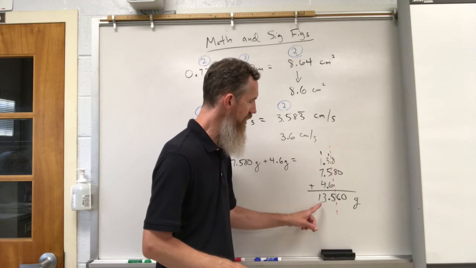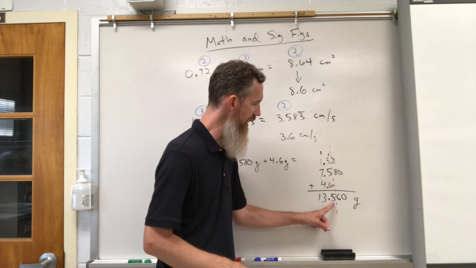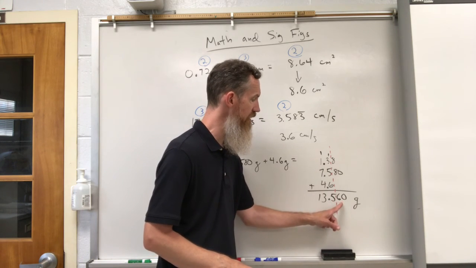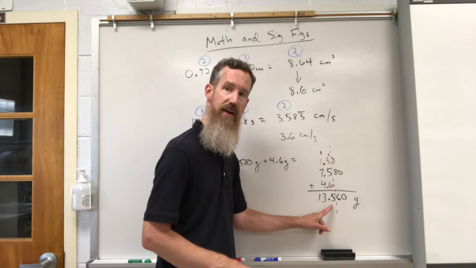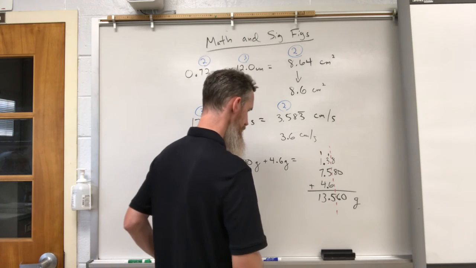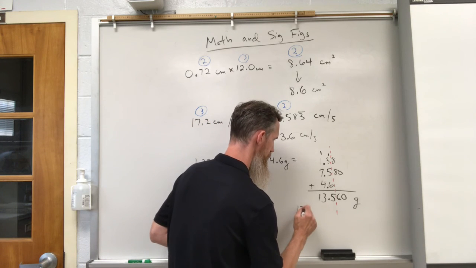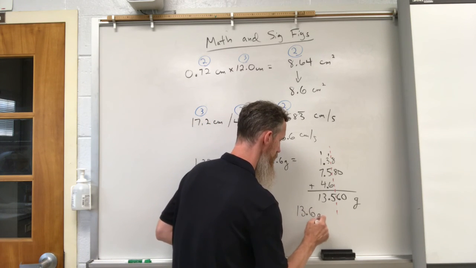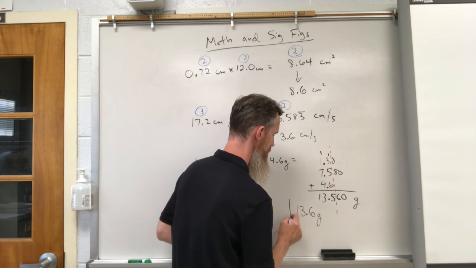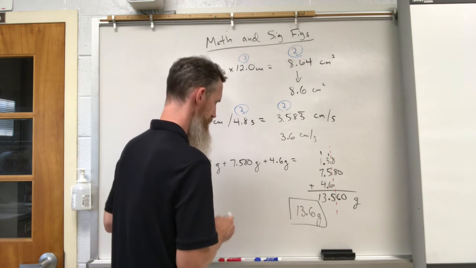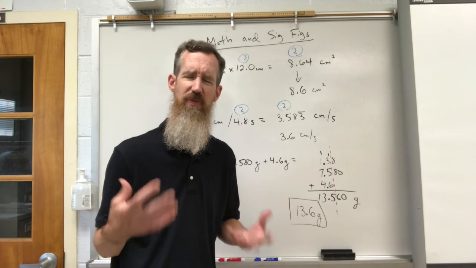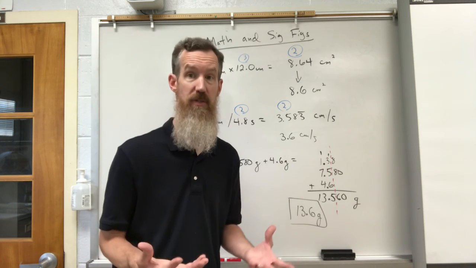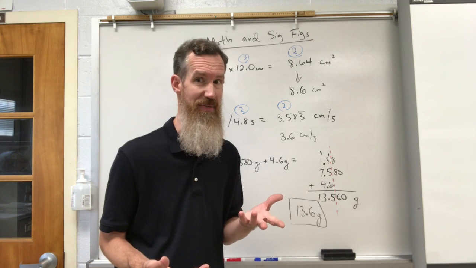13.560 has to be looked at as 13.5, but we still must ask ourselves, is the 5 going to be rounded up or stay the same? Well, this 6 is going to make that 5 round up. And so we end up with 13.6 grams. That's our answer in this particular case. Subtraction works the same way. Which value has the least amount of decimal spots, not significant figures.